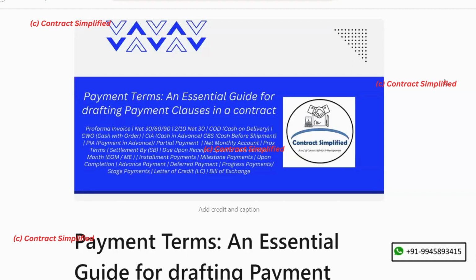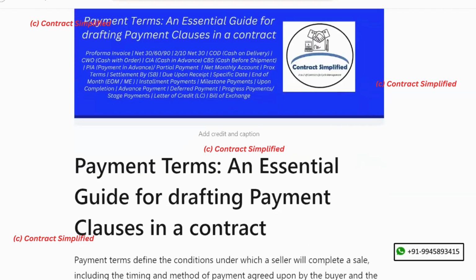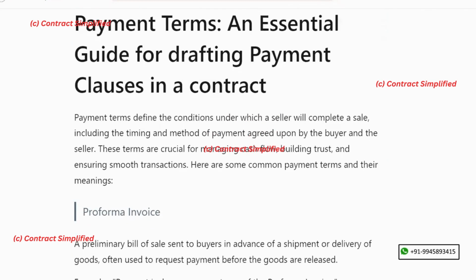I'm Advocate Kritika here today with a new video all about payment terms, an essential guide for drafting payment clauses in contract. Whenever we draft payment clauses in a contract, we need to incorporate the payment terms. So what are these payment terms and what are the kinds of payment terms? They're like Proforma Invoice, net 30, 60, 90 days, 2 by 10 net 30, COD, CWO, and so many. In this video, we'll learn all about them.